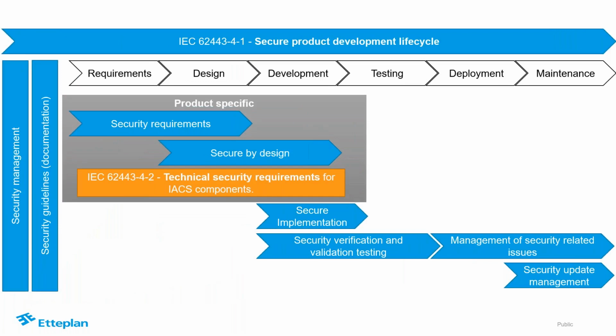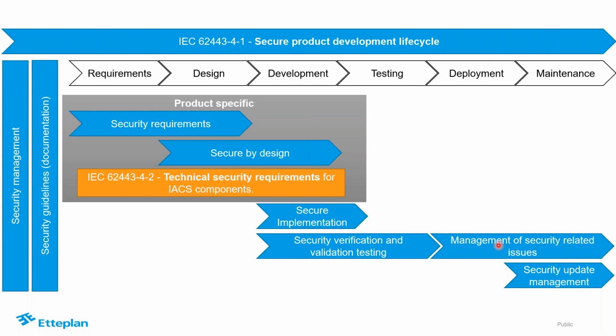And if we look at these, you can also see that only the requirements and the secure by design parts are product specific. So each product needs to have its own requirements. But thinking about this software development process, optimally, you could have the same process for security testing and vulnerability management and update management. So you don't have to reinvent the wheel for each product.